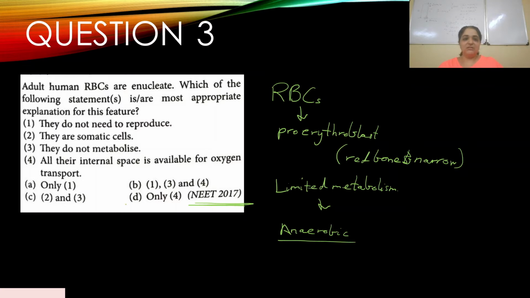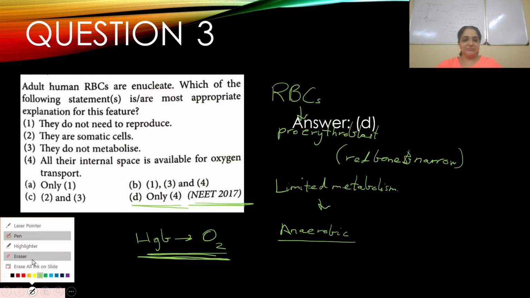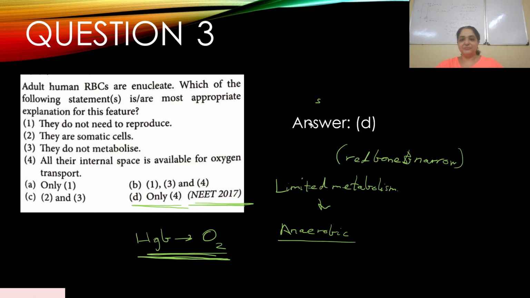Fourth one, all their internal space is available for oxygen transport. Yes, that is true. They have hemoglobin. RBCs contain hemoglobin which transports oxygen. Okay, they transport CO2 also, but they transport majorly oxygen. And so your answer should have been 4. Answer should have been D.